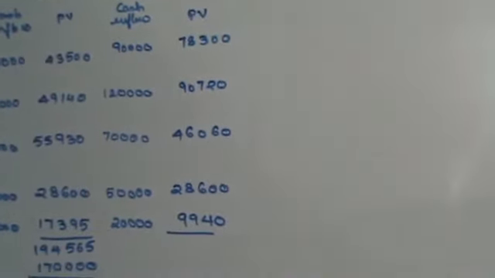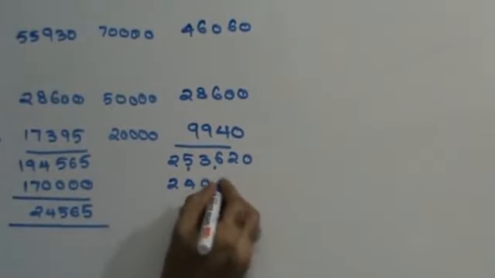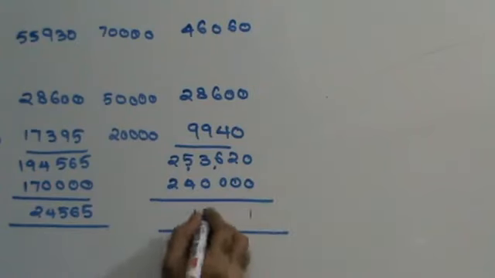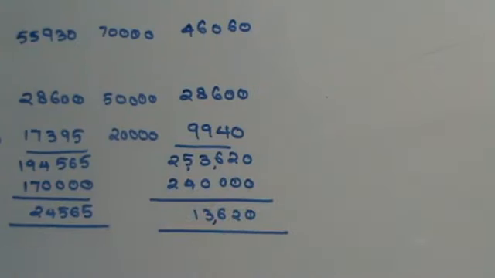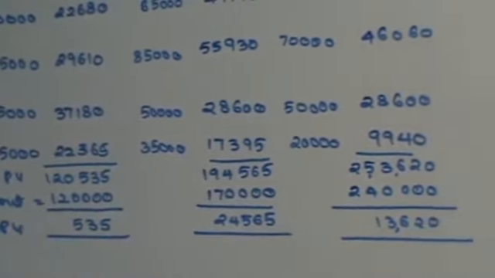Add the whole thing. When you add the whole thing, you will get 2,53,620. Your original investment in this case is 2,40,000. So this is going to be 13,620. Now, when we look at all the three projects, my maximum net present value is in project Y.